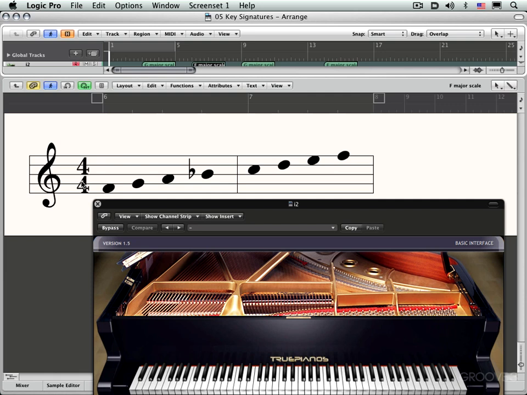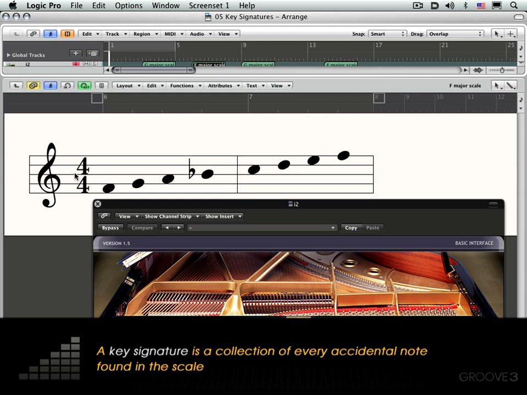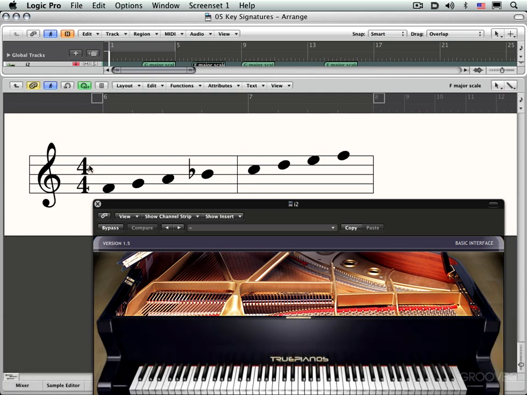But now that we're looking at scales and different keys, it's useful to place a key signature at the beginning of the staff over here. And that'll indicate the key of the piece. A key signature is basically a collection of every accidental note found in the scale. And it's always written immediately after the clef, but before the time signature, which is this. And we haven't looked at that, but we're going to get to that soon.